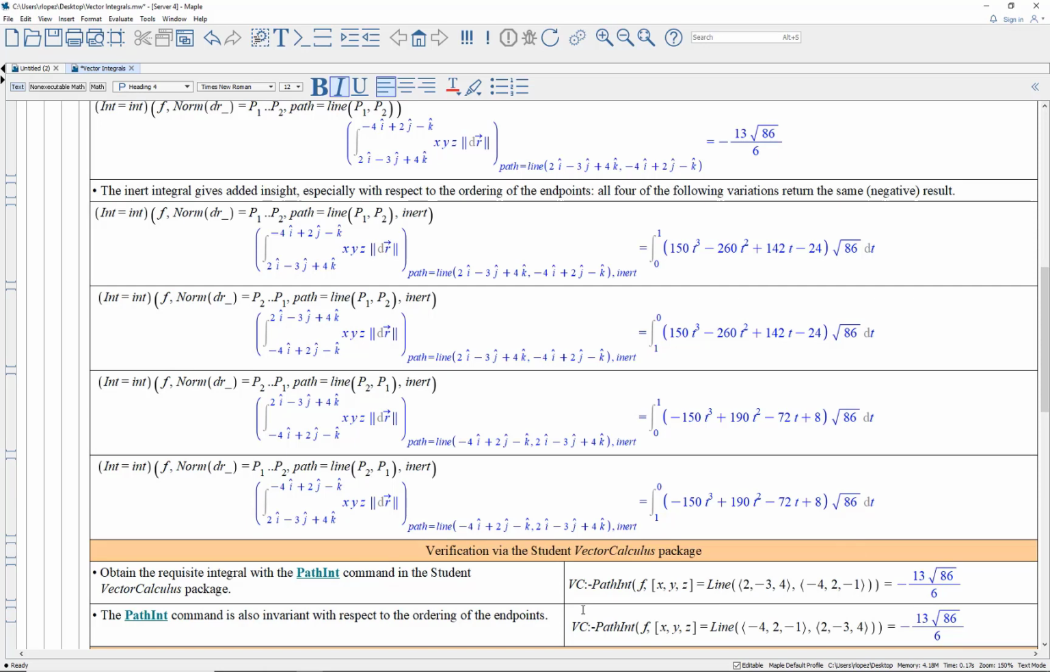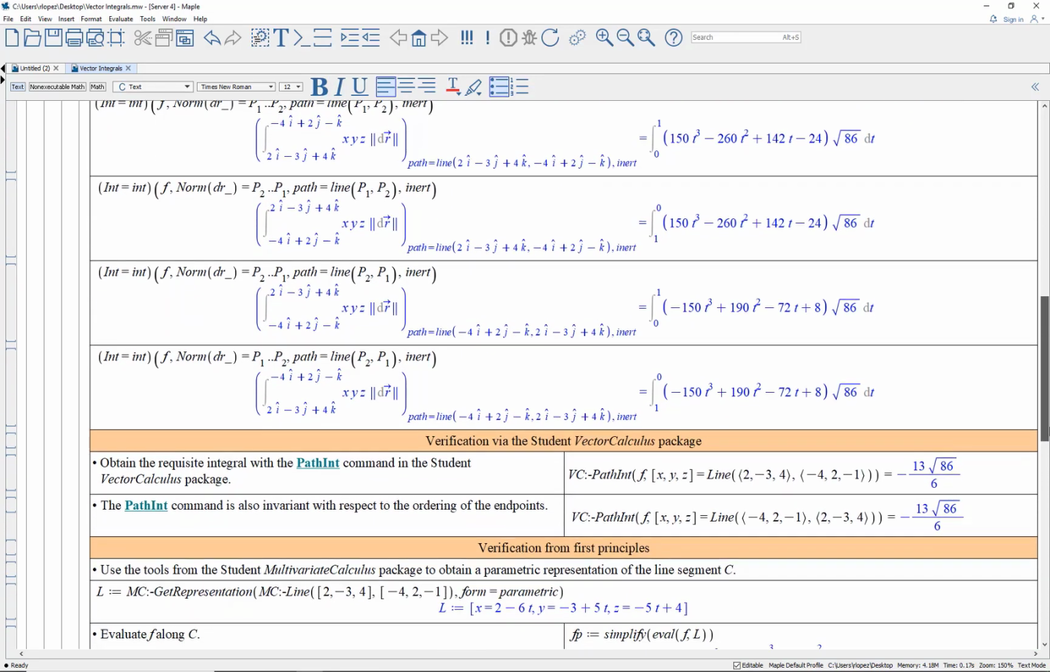We can verify this result by using the pathInt command in the VectorCalculus package. Scalars don't carry a coordinate system, so you have to name variables x, y, z. But a line is recognized as an object, and you give the line beginning point, end point as vectors, and you notice you get this minus 13 over 6 square root of 86. If you reverse the two endpoints, you get the same number. So internally, the parameterization is being taken appropriately.